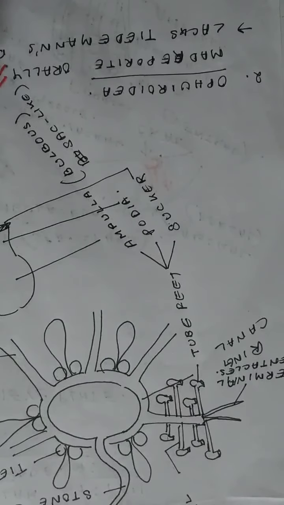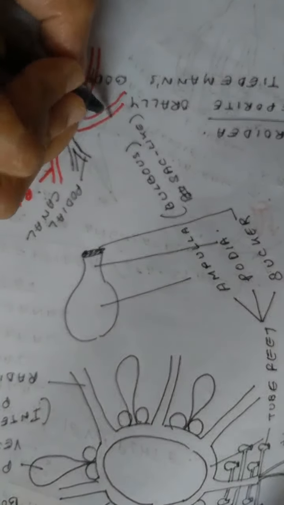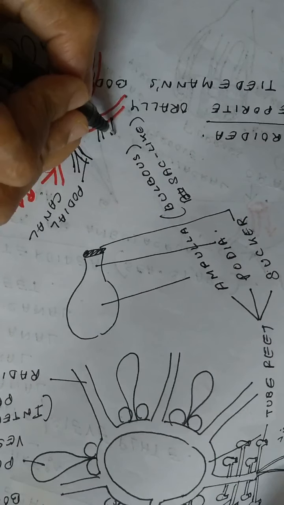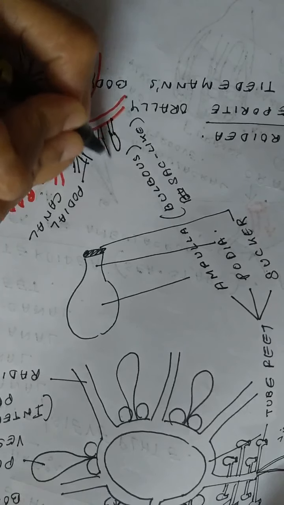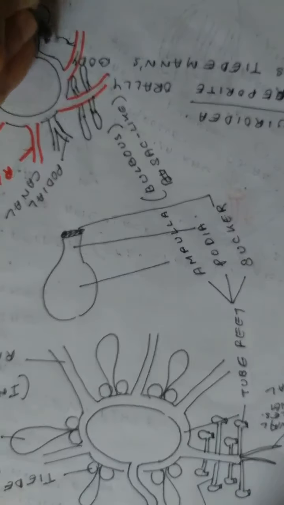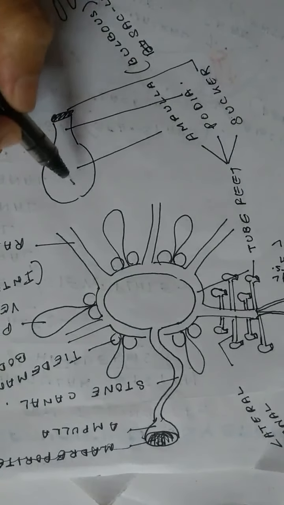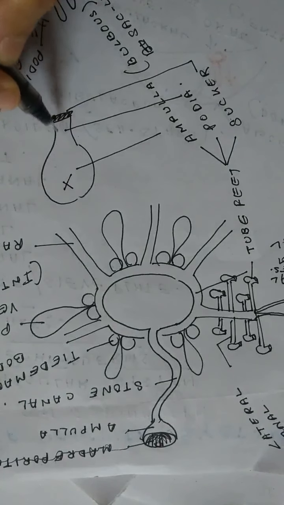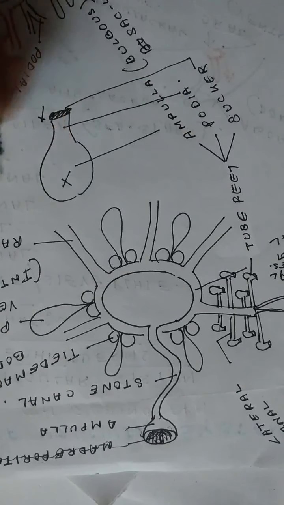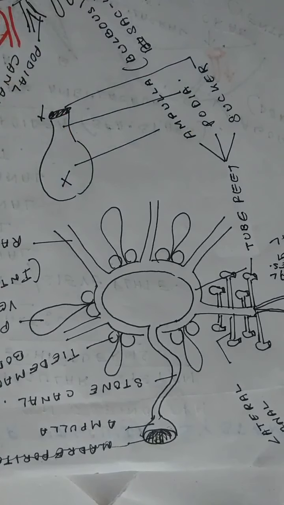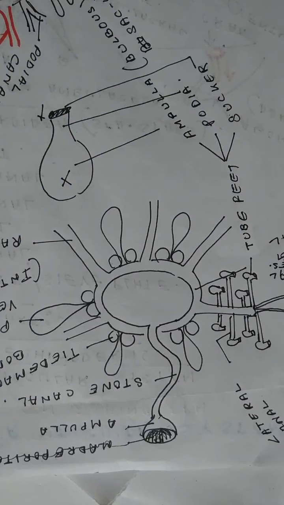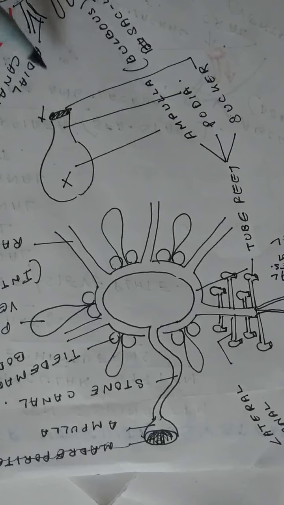Now the lateral canal enters into the podia which don't have any ampullae or sucker, but are tactile in nature. So this lateral canal enters into the podium, that is the foot, which is a tube-like tentacular structure and tactile in nature, which doesn't have an ampulla or any sucker. Only this tube-like region is there.